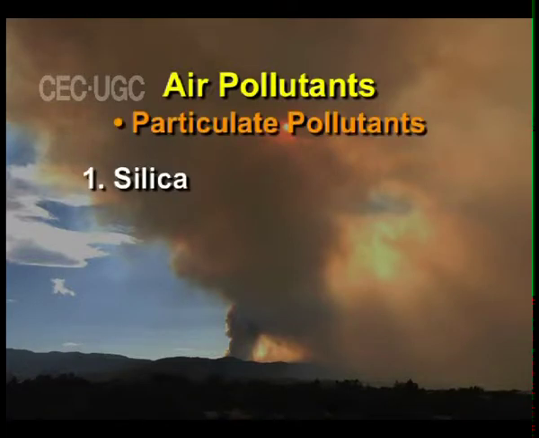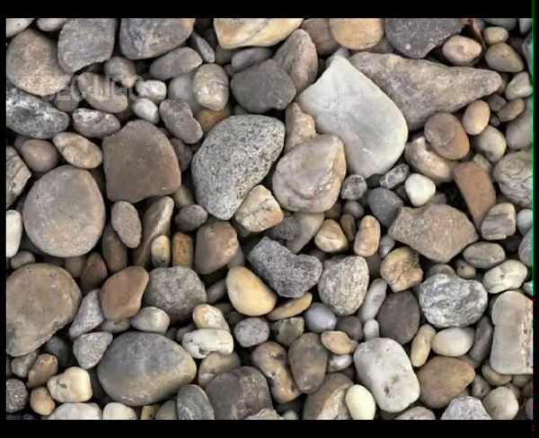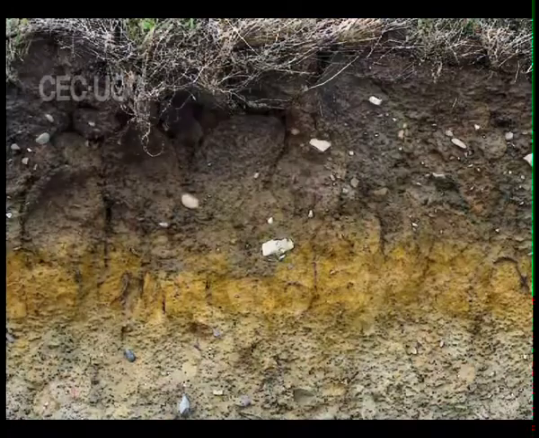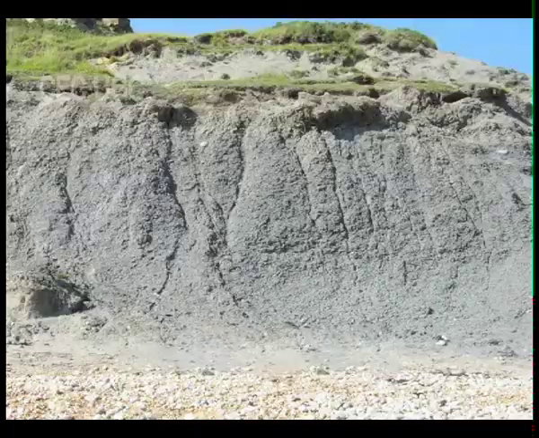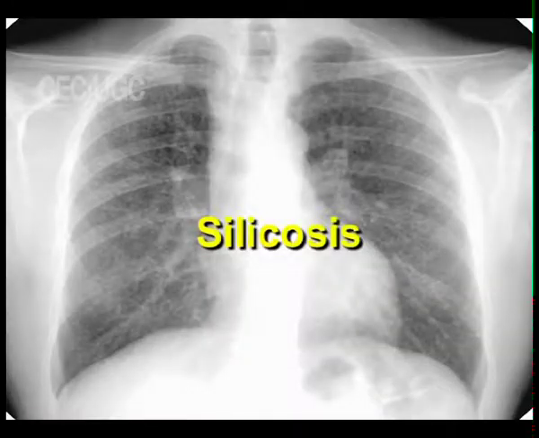To begin with, silica. Silica or silicon dioxide, SiO2, and silicates constitute the major portion of all rocks and their products such as soils, sands and clay. Silica occurs in either its free form or a combined state called silicate. Breathing of tiny particles of free silica causes silicosis, a disease of respiratory system.